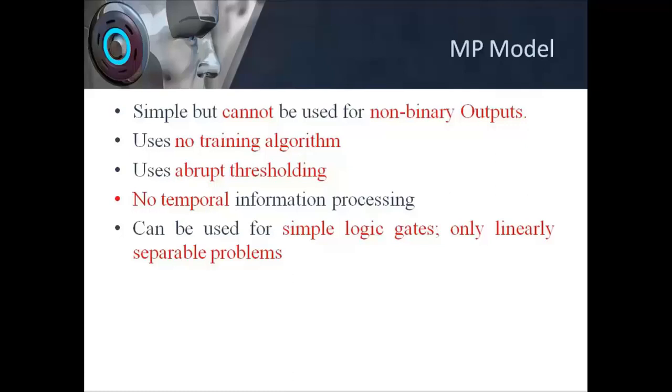gates, but I cannot design any circuit which is having non-binary values. Second very important thing to understand is it doesn't have any training algorithm. Third thing is it uses abrupt thresholding. When I say abrupt thresholding, it means the output is either 0 or 1. If the value of threshold is satisfied, either the output is going to be 0 or the output is going to be 1, depending upon whether the value we are getting is above the threshold or below. So my threshold is going to be a very sharp crisp value, that is a single value.